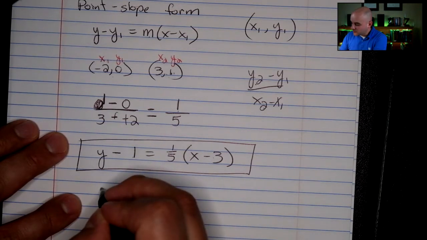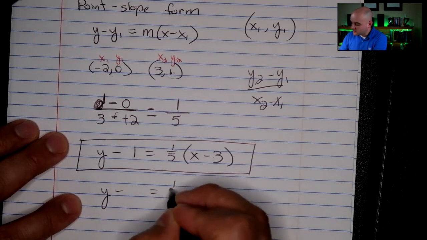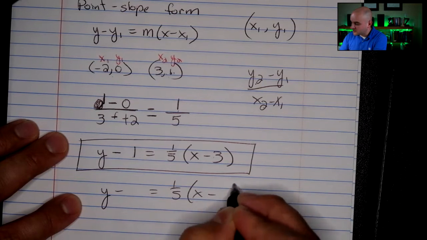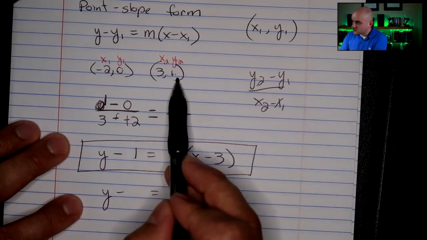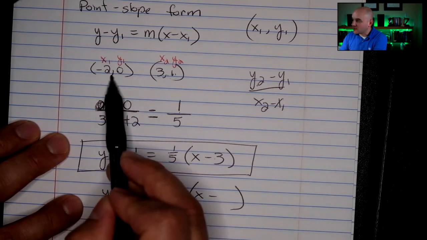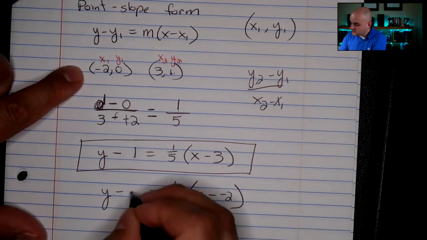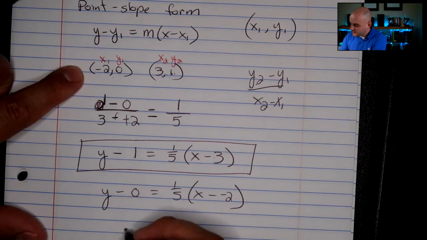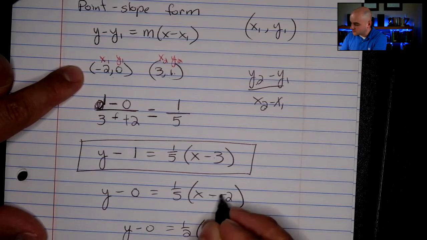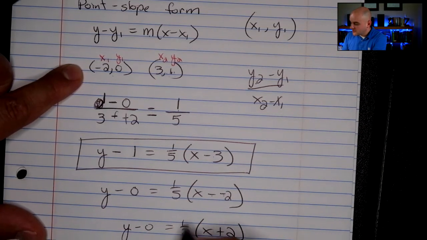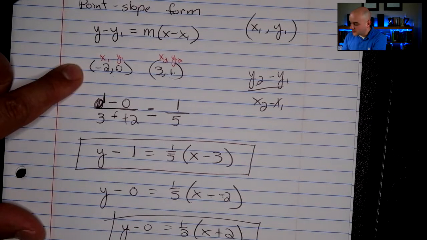Equally correct would have been y minus something equals 1/5 times x minus something. And instead of picking this point 3, 1, I'm going to pick the point negative 2, 0. So negative 2 goes right here, and 0 goes right there. Cleaning it up, I get y minus 0 equals 1/5 times x plus 2. This becomes plus a positive. And so that's equally correct right there.